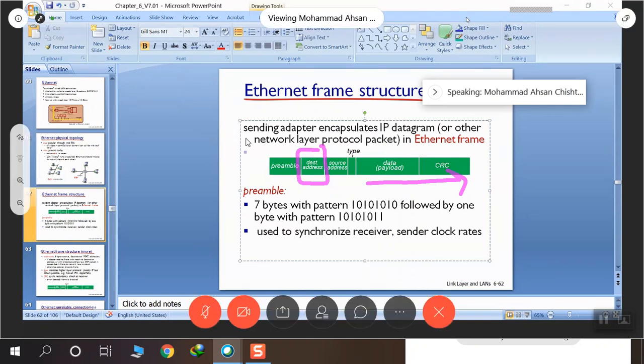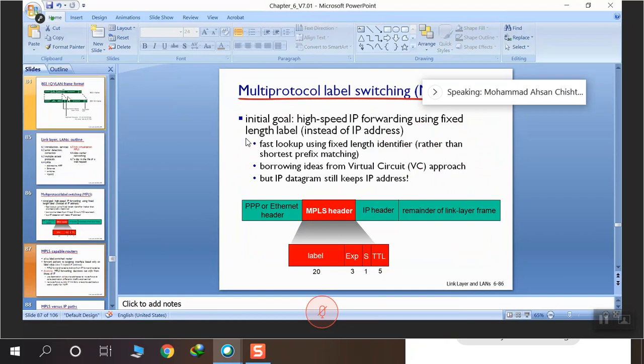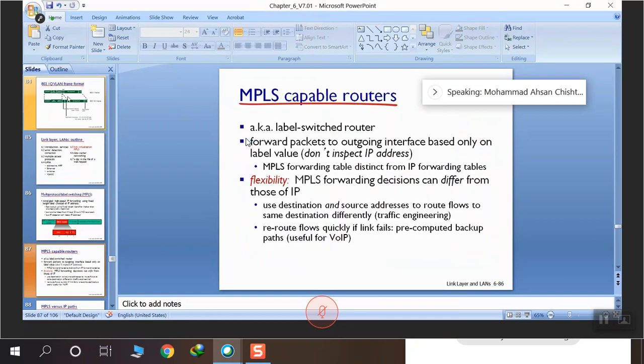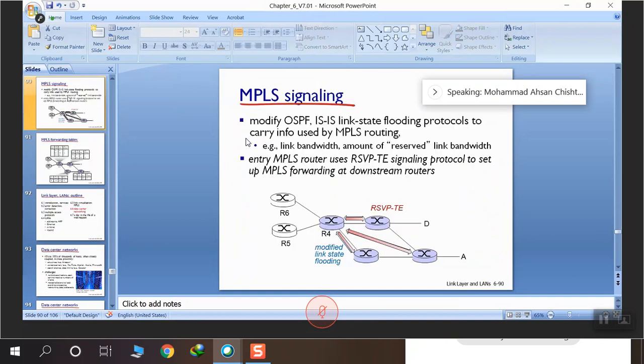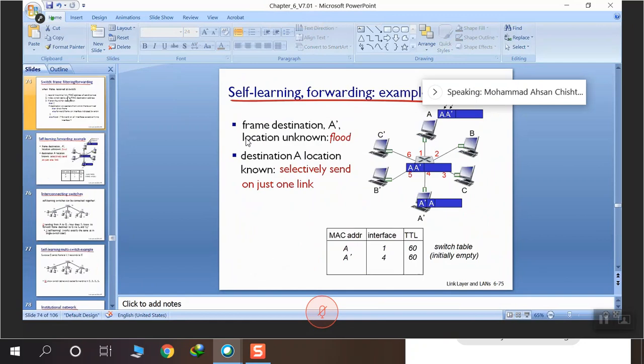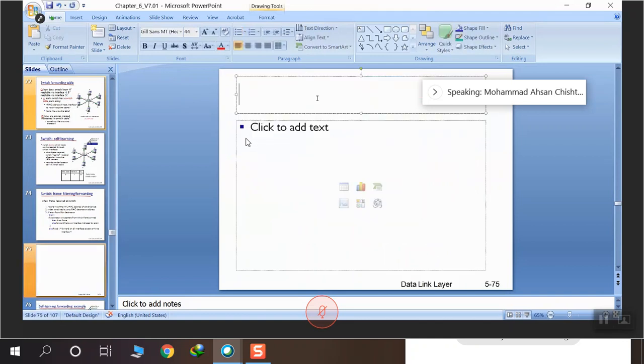So I believe that was the end of it. But one thing, this MPLS, you can discuss about it. One comparison as a table I would like to draw here. Let's do a comparison between hubs, bridges, routers, and Ethernet switches.